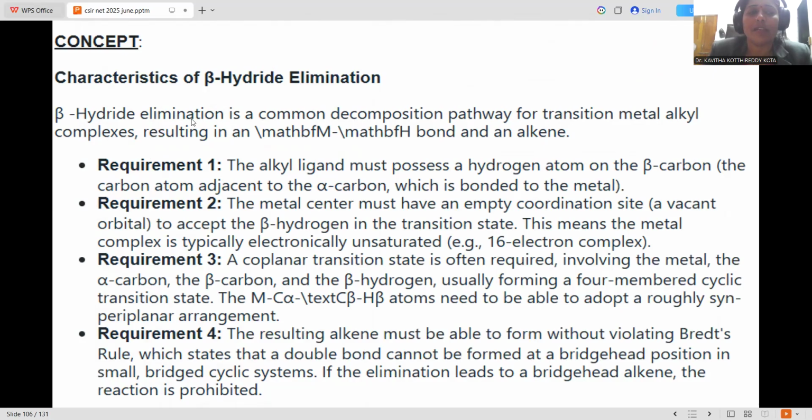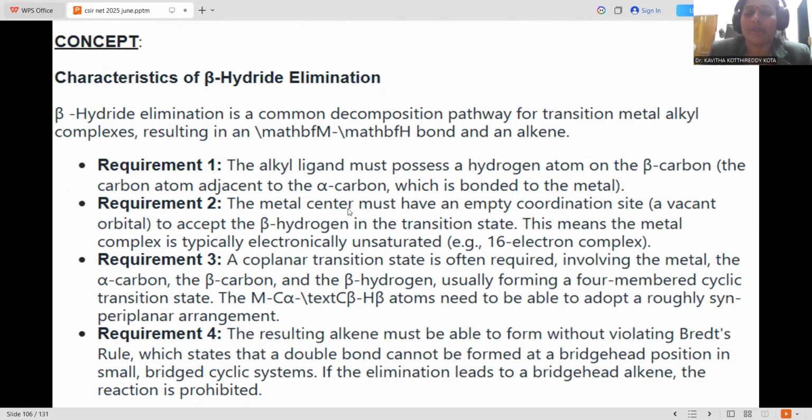In order to go for the beta hydrogen elimination, the first requirement is that the alkyl ligand must possess a hydrogen atom on the beta carbon atom. So the beta carbon must possess the hydrogen atom, and it is next to the alpha carbon which is bonded to the metal, right? So a beta hydrogen must be present on that metal alkyl compound. That is the first essentiality. Beta hydride elimination requires hydrogen at the beta position. That is the compulsory condition.